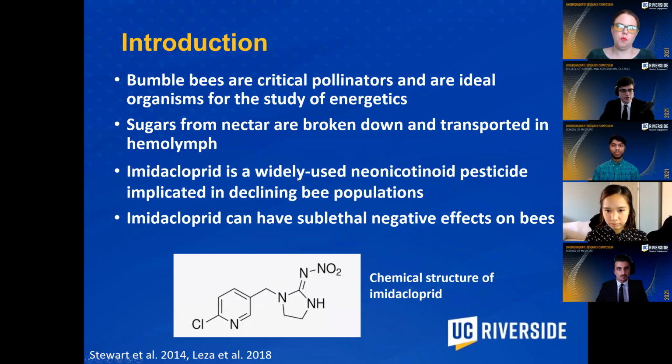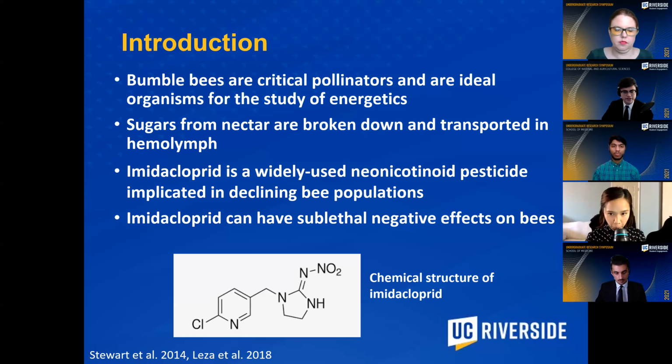Bumblebees are critical pollinators, and they are ideal organisms for the study of energetics. They exist in a constant state of absorbing and breaking down sugars into usable energy, and as such they are ideal for studying the distribution of sugar and metabolites throughout the body. Sugars from nectar are broken down and transported in the hemolymph. Hemolymph is a fluid contained within the open circulatory system of invertebrates.